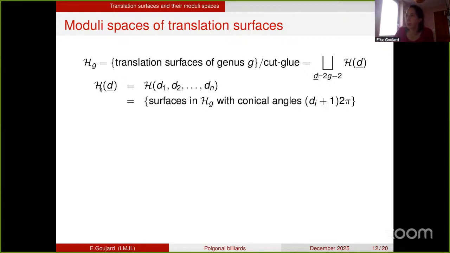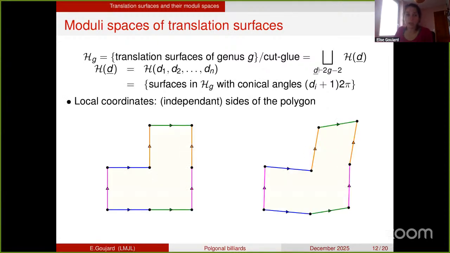Why do we care about this space? So it is in these spaces that there will be some dynamics that is relevant to the dynamics of billiards. And also we know quite much about these moduli spaces when we fix the conical singularities. So we have a nice system of local coordinates on this space, this family, which is just described by the sides of the polygon. On your pattern, you just look at the sides of your polygons as complex numbers, and it gives you local coordinates around this point on the family.